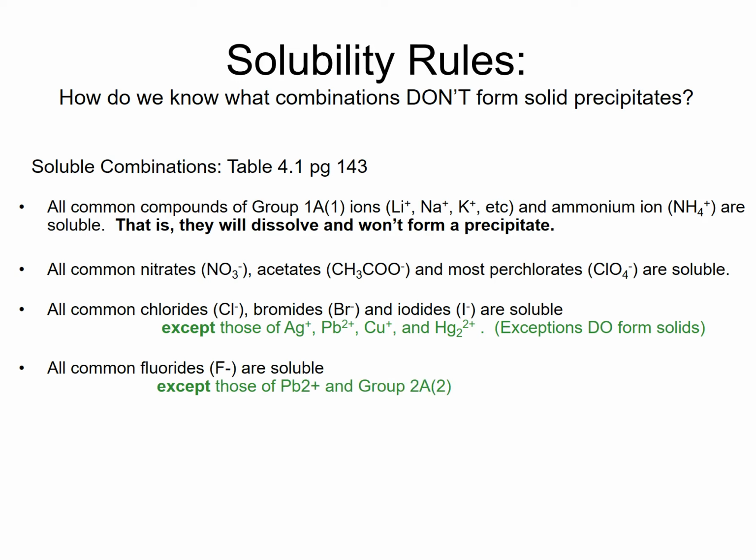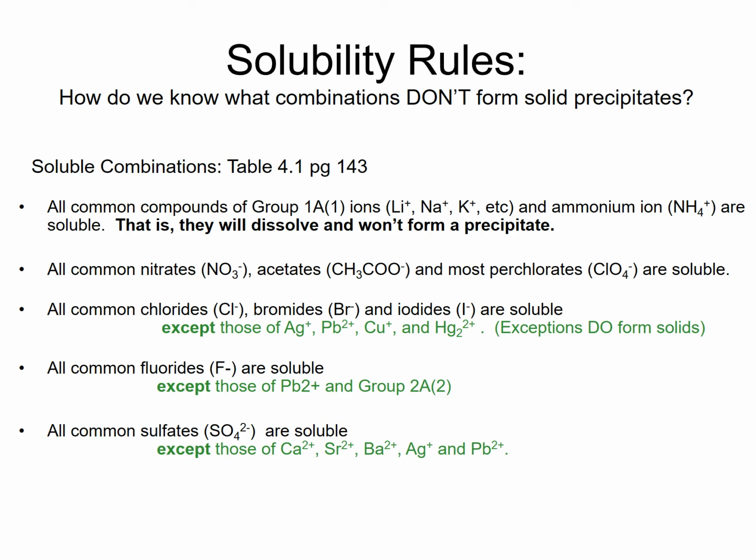Fluorides are also going to be soluble, but here's that exception again, unless the fluoride happens to be a lead fluoride or something from group 2A in the periodic table. Sulfates, why, they're soluble. Well, then there are the exceptions again. The exceptions are calcium, strontium, barium, silver, and lead. And so whenever you see sulfate paired up with one of these 5 ions, why, it's not going to dissolve and instead would form a solid precipitate. It would be insoluble.